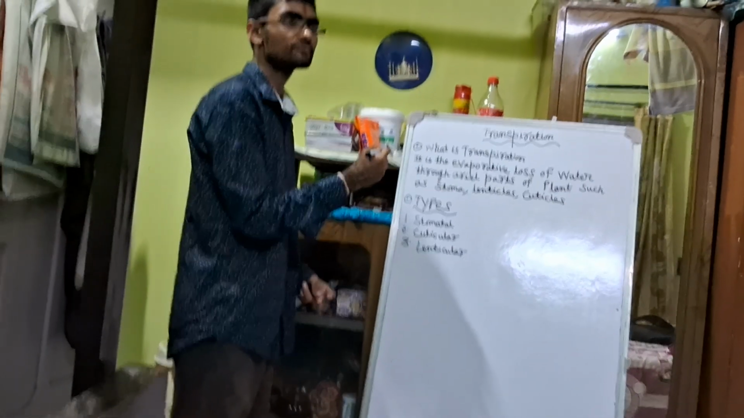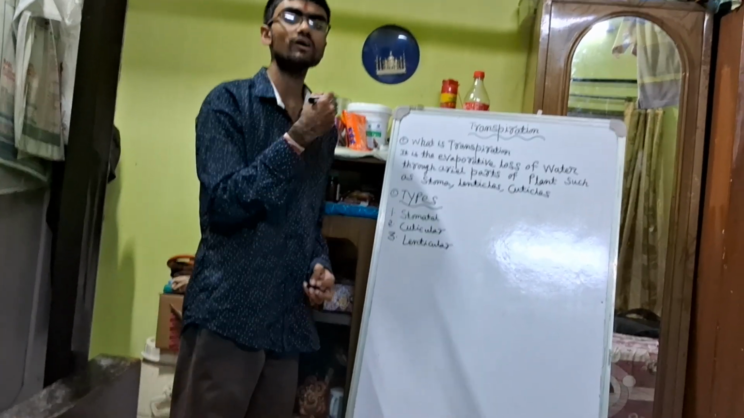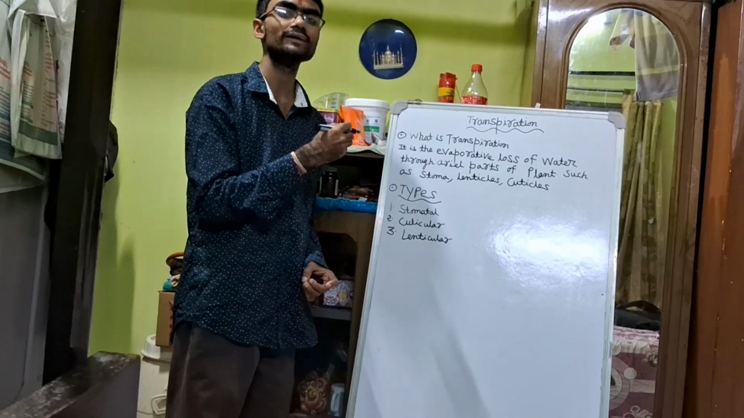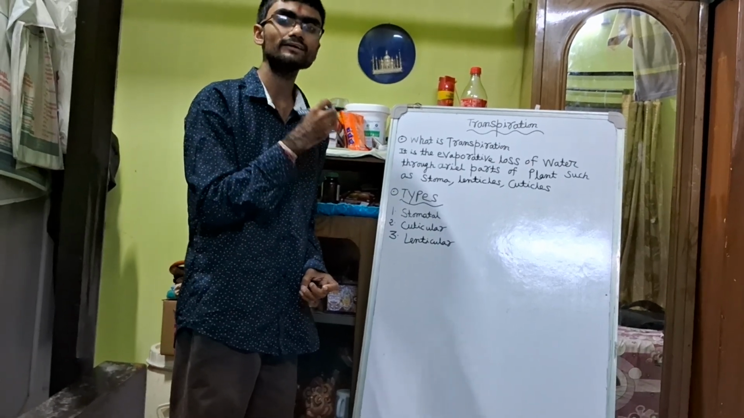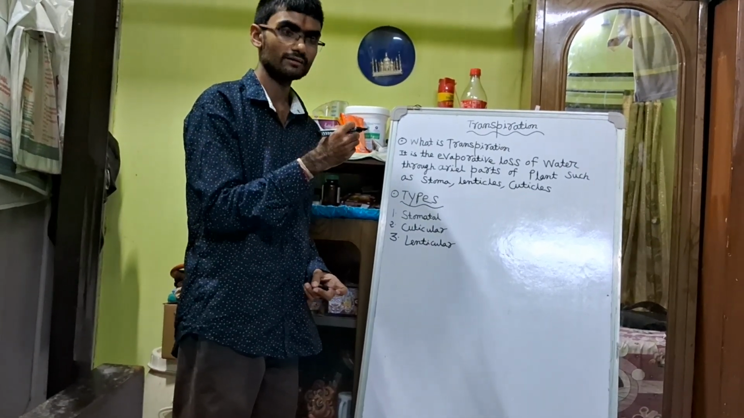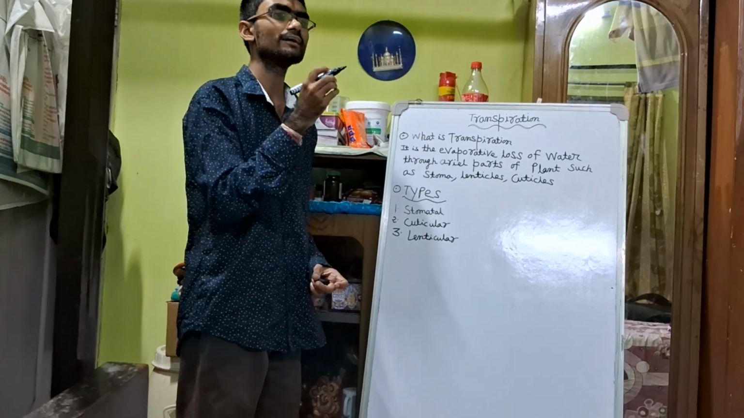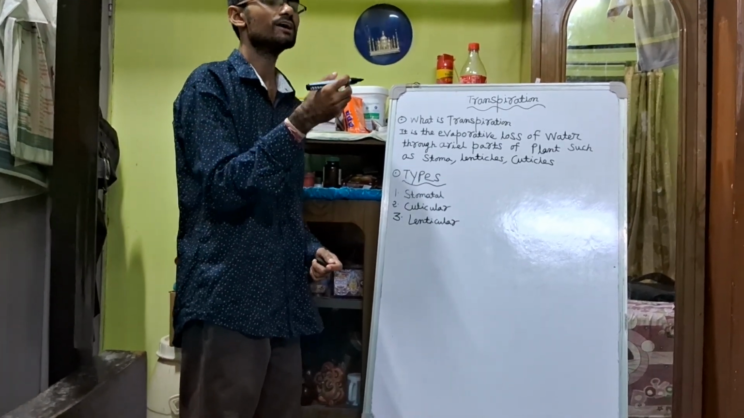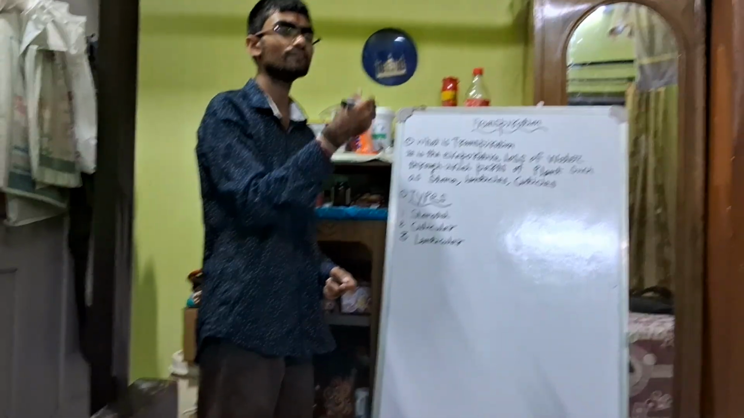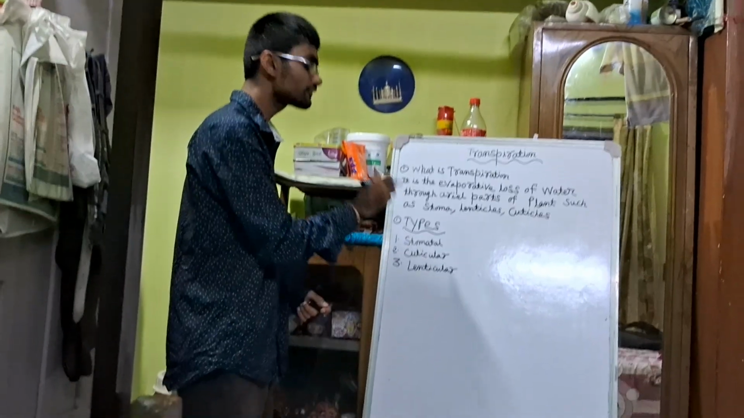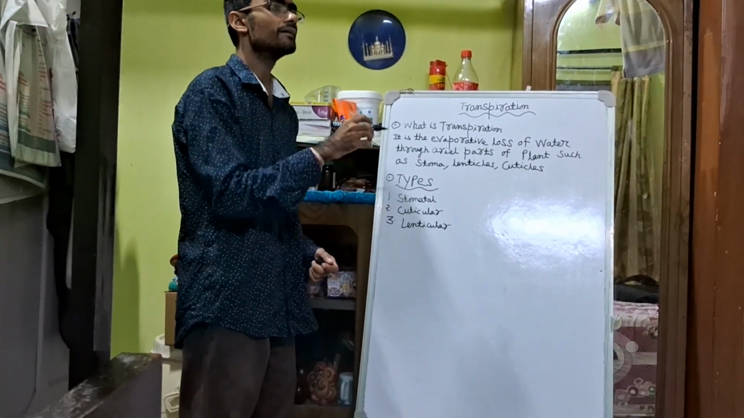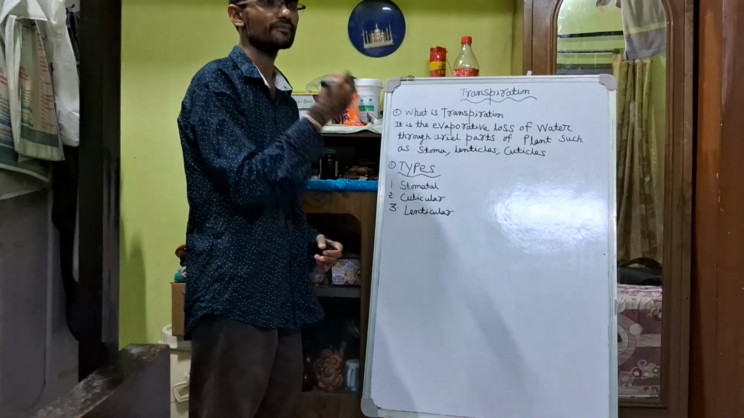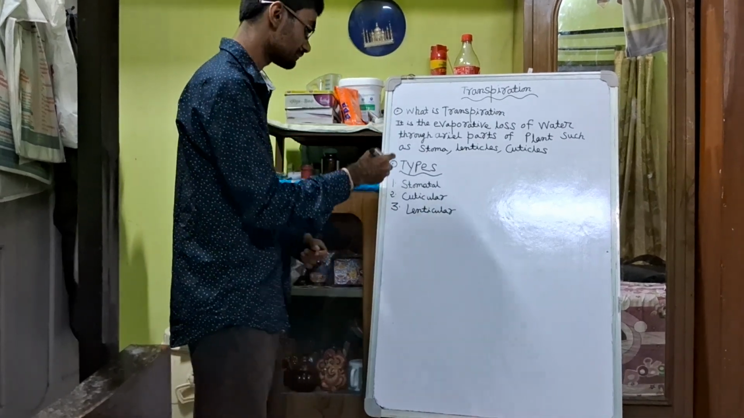Now what is stomatal transpiration? It is the loss of water in the form of vapor through minute openings called stoma that are present in the epidermis of leaf. That means stomas are minute openings present in the epidermis of leaf through which water escapes in the form of vapor. Water simply diffuses out in the form of vapor through this stoma. This is stomatal transpiration. It is the most important form of transpiration which occurs in plants.